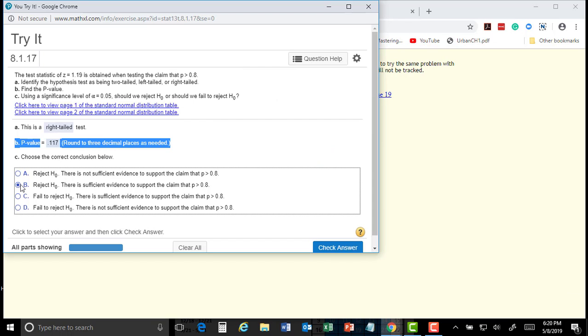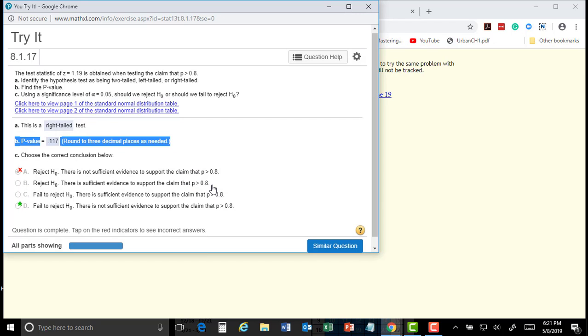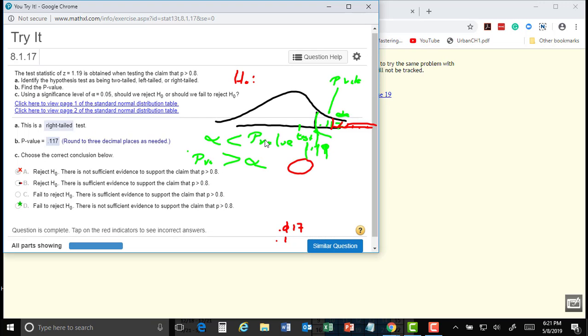Okay, alpha is 0.05, and the other one was 0.117, right? Yeah. Okay, let's see if I got this right. So the p-value is correct, right? Yes. Okay. So now, my p-value is point, and is it a one tail test or two? Wait, one tail. One tail to the right.